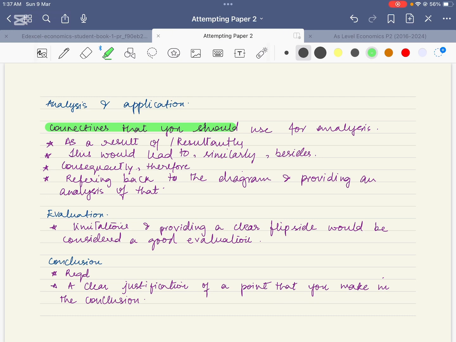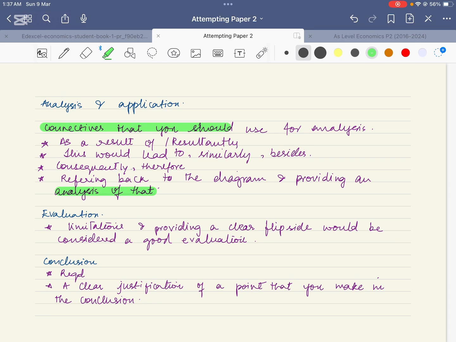So the words that you can use are as a result of, this would lead to, similarly, resultantly, etc. If you refer back to the diagram and provide an analysis of that also, that will give you extra marks, or that will earn you solid marks.